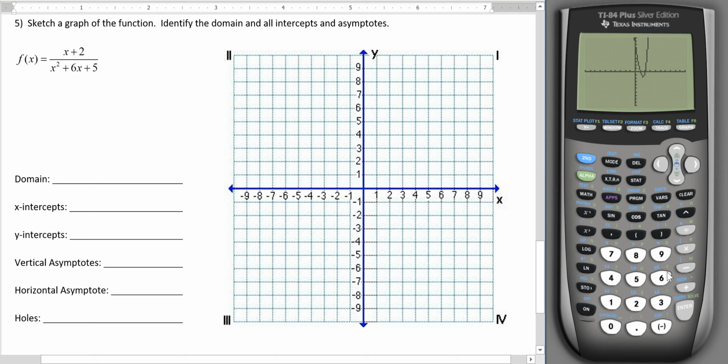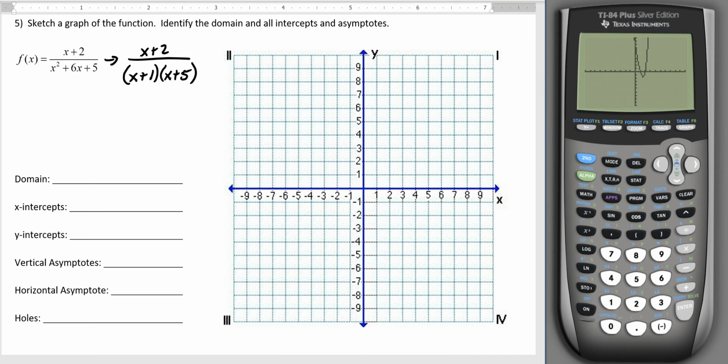Okay, so looking here, let's start by factoring this denominator. So I'll have x plus 2 in my numerator over, this will be x plus 1 times x plus 5. So that tells me my domain is all real numbers except negative 1 and negative 5. We can write that a couple ways. You can say all real numbers, x cannot equal negative 1, x cannot equal negative 5. I'm fine with that. Or you could do interval notation as well.